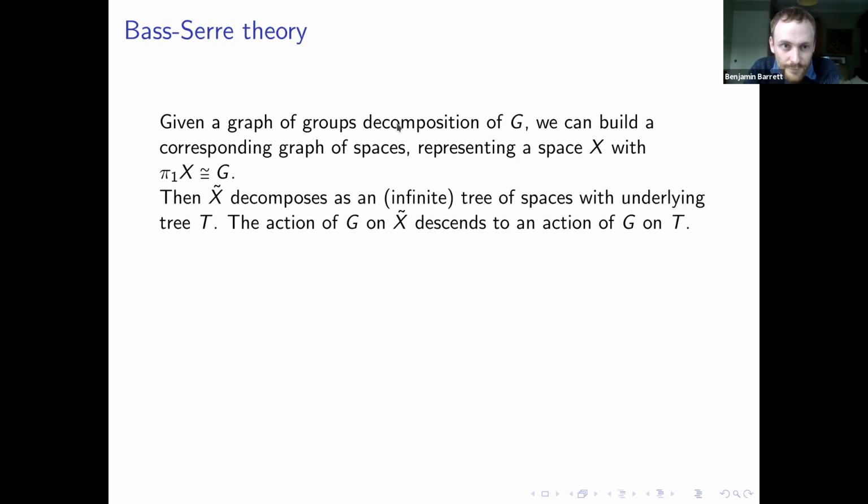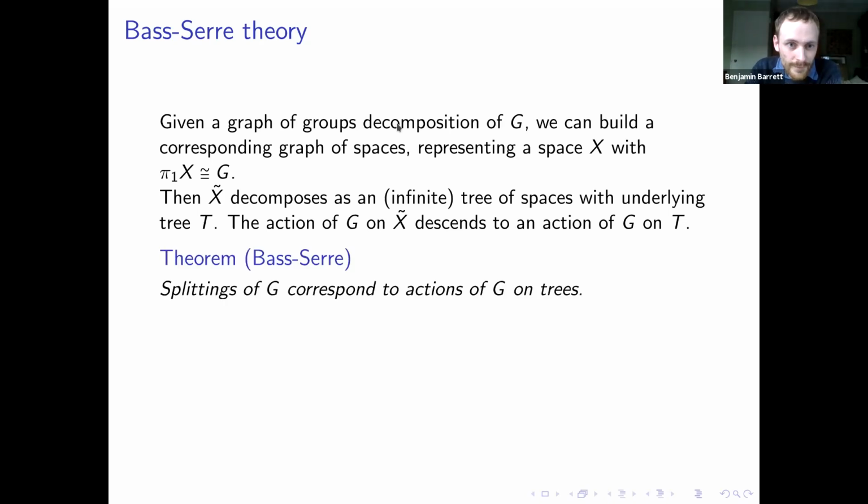Then consider the universal cover of this space X. We can lift the graph of spaces decomposition of X to a graph of spaces decomposition of the universal cover. Now the underlying graph is a tree because it has to be simply connected. In fact, it's going to be an infinite tree, because the universal cover is a much bigger thing than X itself. So the underlying graph of this space X tilde is a tree, and the action of G by deck transformations on X tilde descends to an action of G on T. So I've just described a series of steps that take us from a graph of groups decomposition of G to an action of G on a tree T.